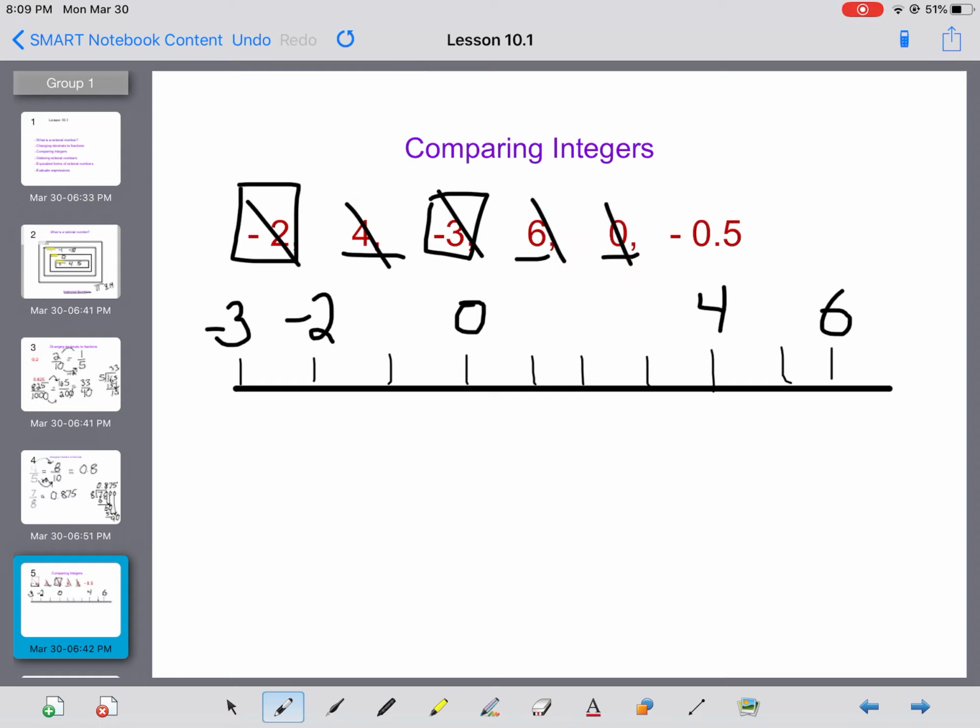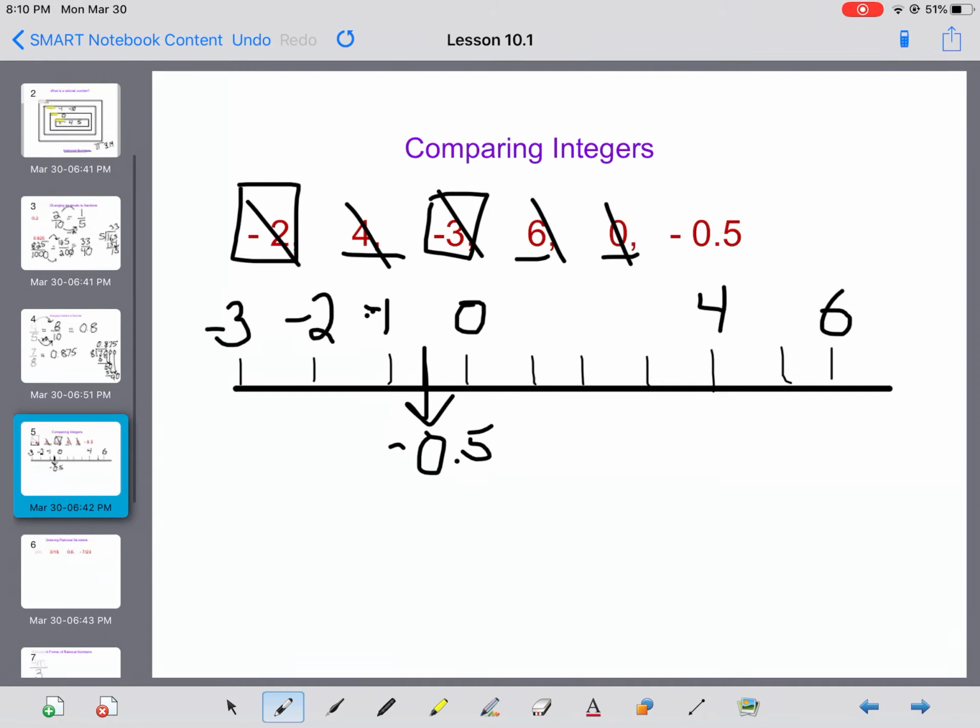So I've done that one, that one, that one, that one, that one. Now, -0.5 or -0 and 5 tenths fits nicely in between here. So we have our -1 and 0. I could place it right in here. I don't quite have the room. Okay. So when you're thinking about integers, think carefully about which direction our negative numbers go.